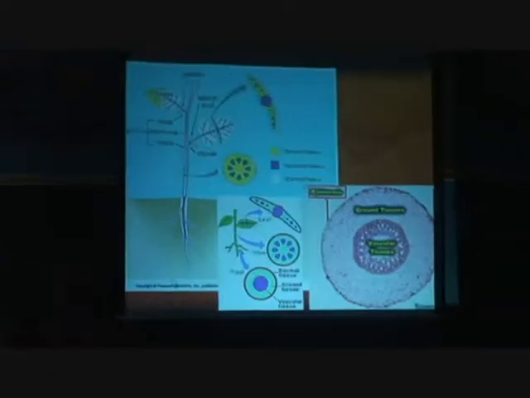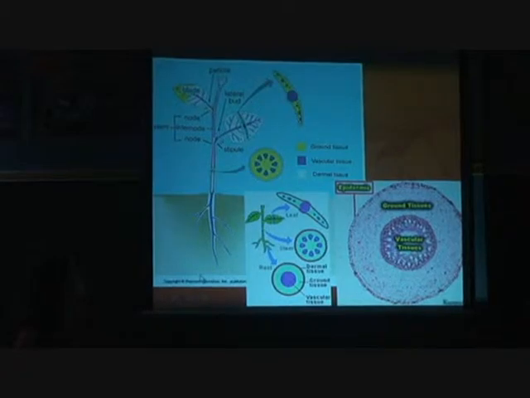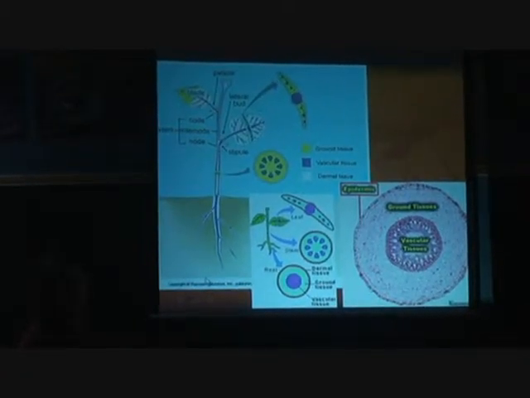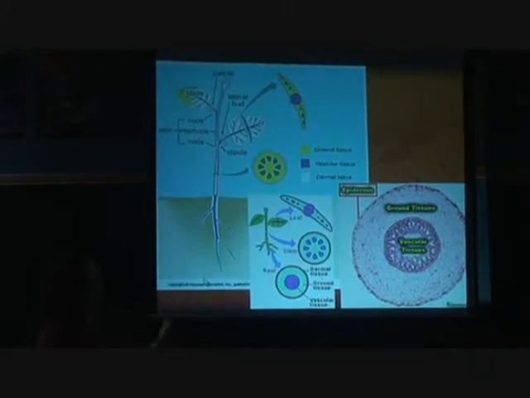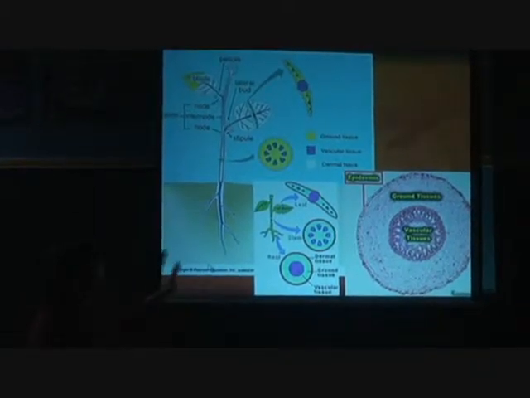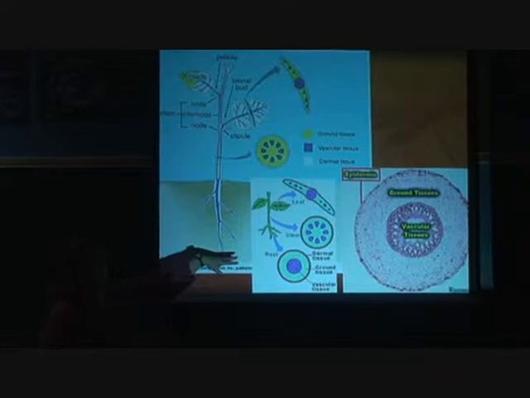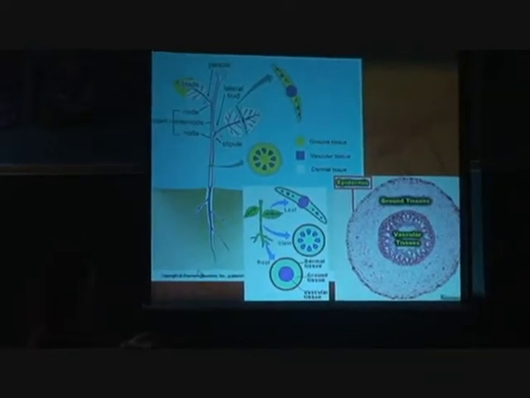Yeah? I'm just wondering, so the dermal tissue is the one that has the cuticle? Yeah. Everything else doesn't have? Right. It's the epidermis that secretes the cuticle. There is no cuticle around the roots, I don't think, but in the leaf and the stem there is.